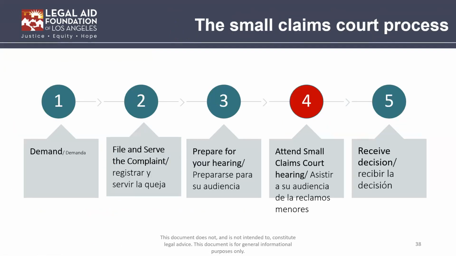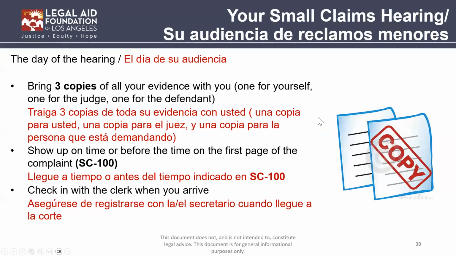Once you've taken the time to prepare for your hearing, you'll attend your small claims court hearing. The day of your hearing, bring 3 copies of all of your evidence with you. You need to bring a copy of the evidence for yourself, a copy for the judge, and a copy for the defendant. Show up on time or before the time that is stamped on the first page of your small claims complaint and check in with the clerk or bailiff in the courtroom when you arrive.